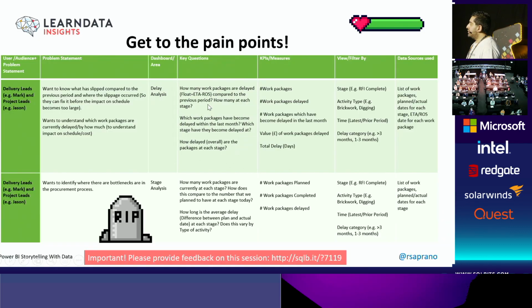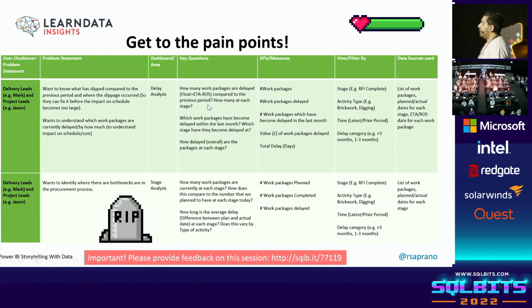And so then you come up with the questions. How many work packages are delayed this month, the float? Which ones have become delayed within the last month, i.e. they weren't delayed last month, they are delayed now. And so how overall are they delayed? And then you come up with the measures, the KPIs that would help you answer those questions. Which measures do I need to be able to answer those questions? So it's things like number of work packages, number delayed, number which have become delayed in the last month.